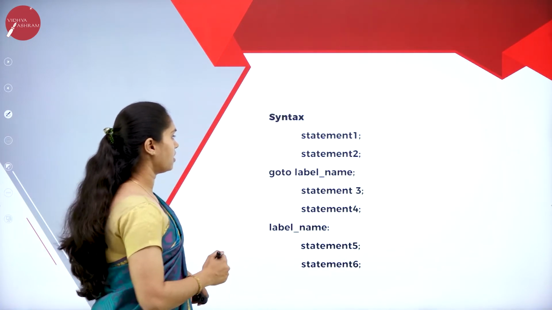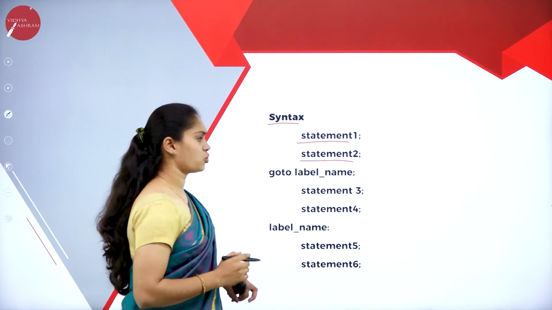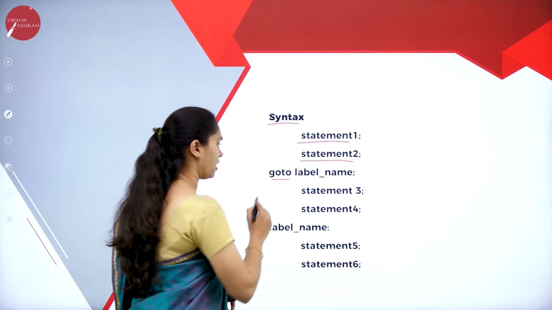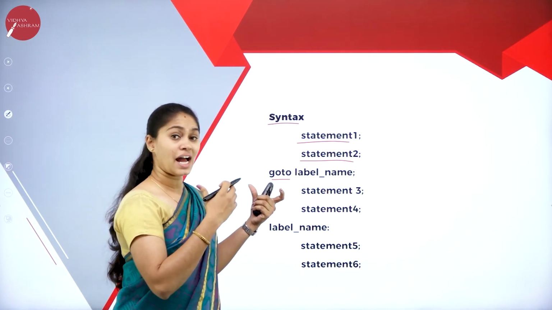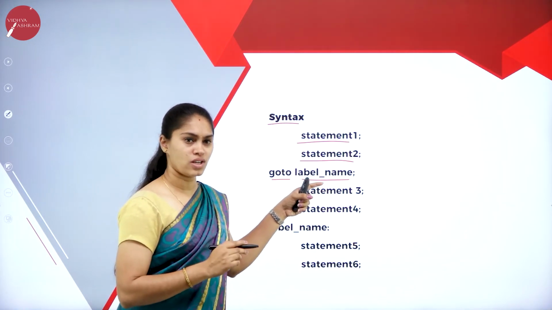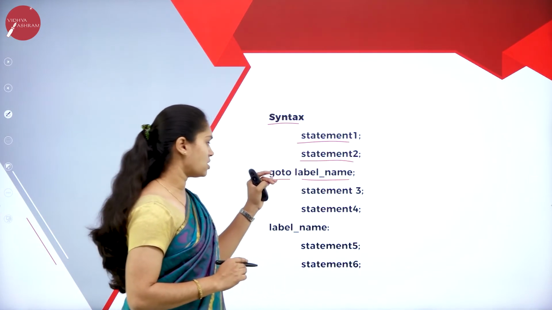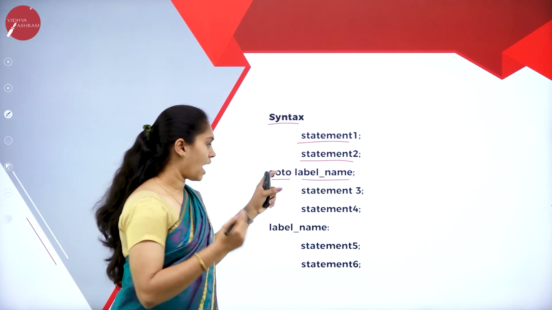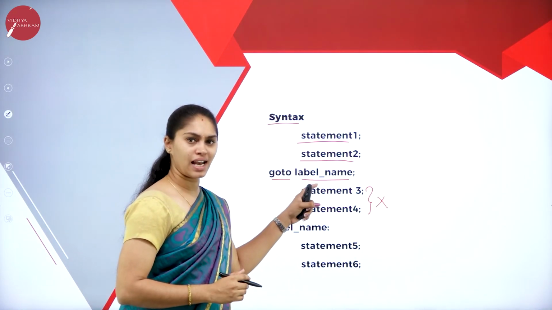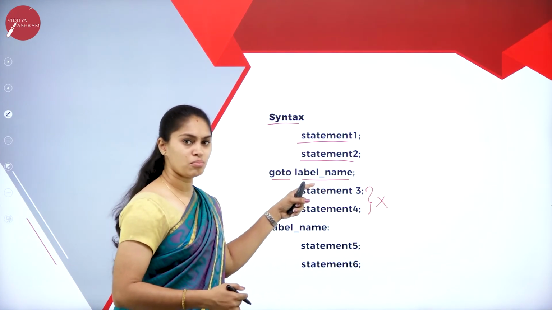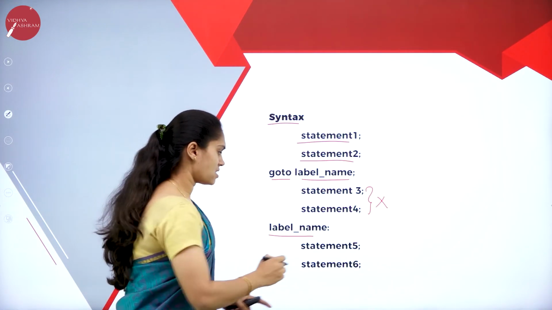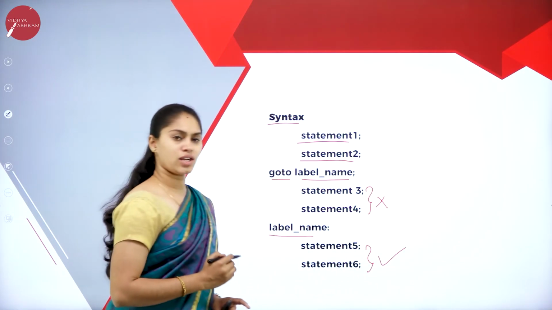Now see the syntax here. So here I have statement 1, statement 2. These are statements in a program. Then we have a goto keyword. After that goto keyword, I must include a label name that indicates where I'm supposed to go. When I encounter this goto statement, at that time it won't execute statement 3 and 4. Instead, it will check for a label. Where we have the label name in my program, you can see the label name followed by a colon. It has statement 5 and statement 6, which will be executed.